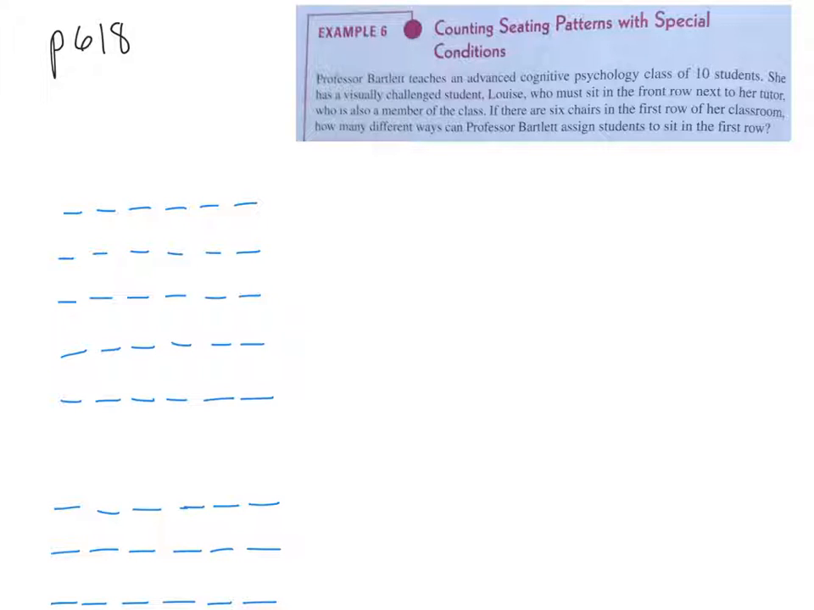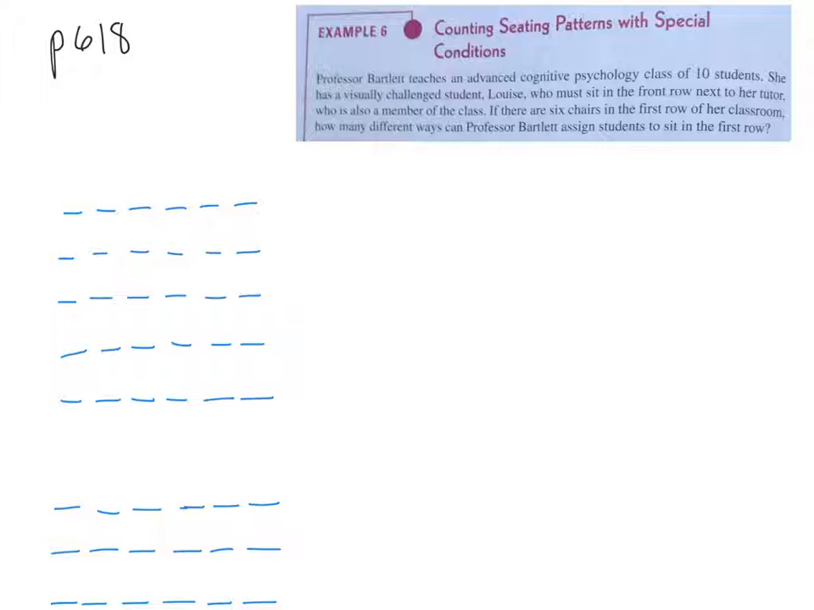Alright, this last problem is a little bit more challenging one, kind of like actually all these with slots. It's on page 618, example 6, and it's talking about how you can sit students in a row, basically, with some extra conditions. So let's check this one out. It says, this professor teaches some psychology class of 10 students, so there's 10 students total. She has a visually challenged student, Louise, who must sit in the front row next to her tutor, who is also a member of the class.